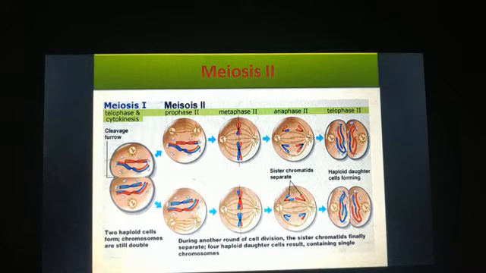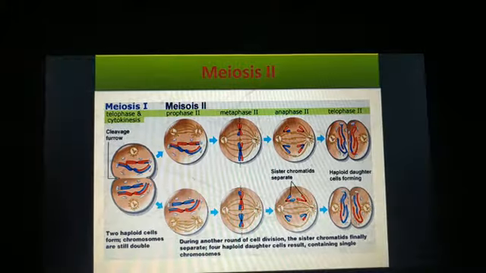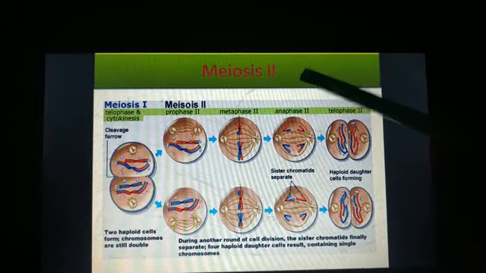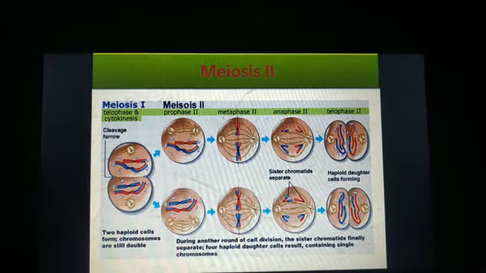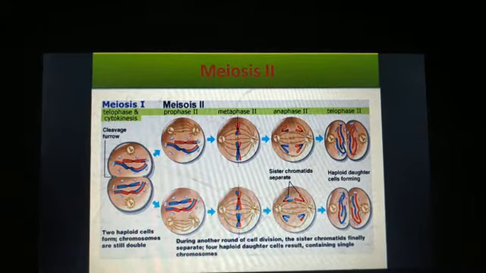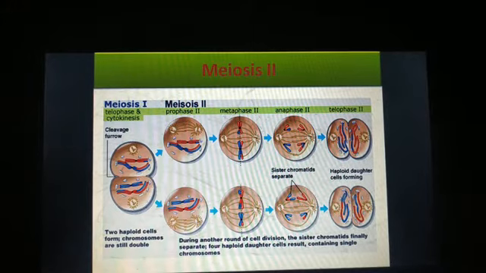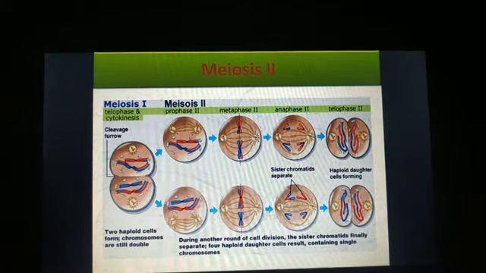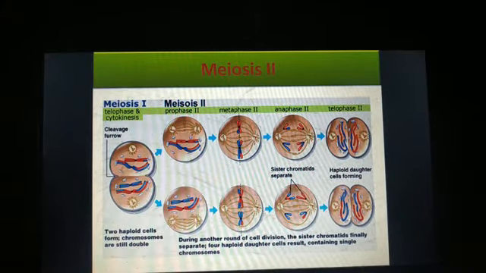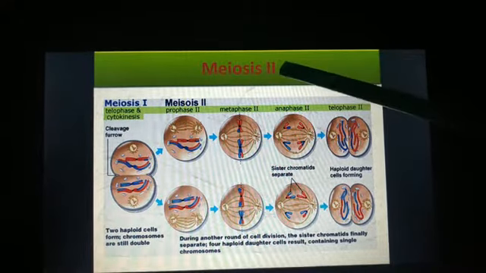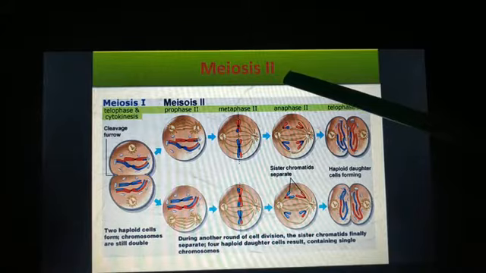After meiosis 1, the cell will enter into the second meiotic division, that is meiosis 2. Between meiosis 1 and meiosis 2, there is a very short interval which we also call interkinesis, but this has not been mentioned in your book, so we won't discuss this.